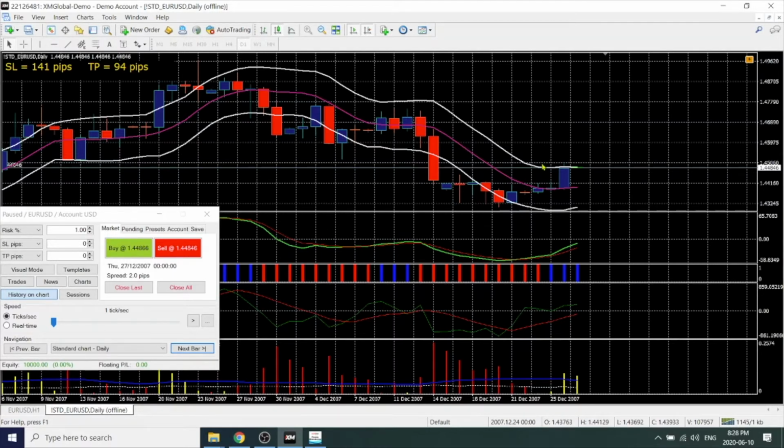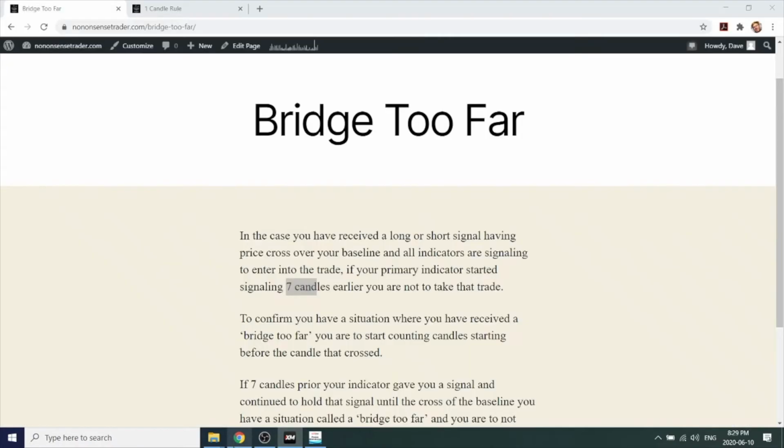But what does make sense to me is having a closed system with all variables accounted for. And that's what I'm going to clear up here. I think that you should not follow the bridge too far, 100%. And I'll tell you why. Because it says if your primary indicator started signaling 7 candles earlier.